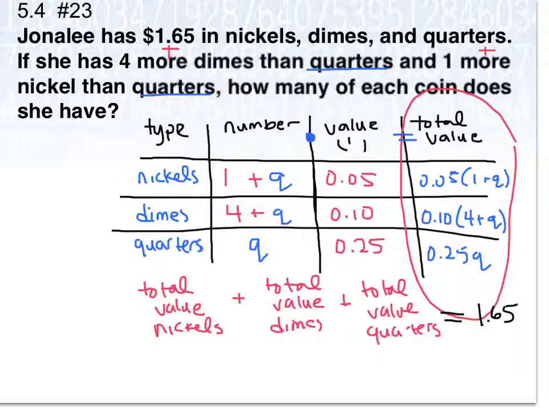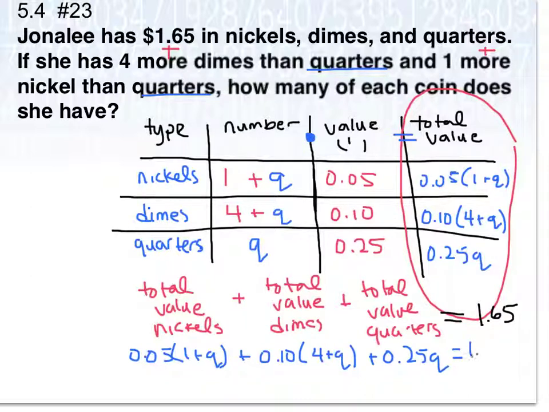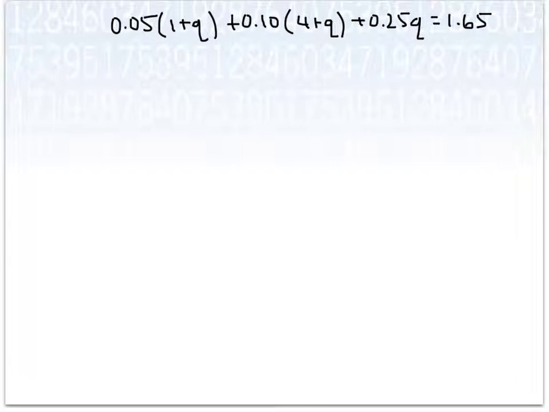So again, I'm going to look at my total value cells. So 0.05 times 1 plus Q plus 0.10 times 4 plus Q plus 0.25 Q to equal $1.65. Now we have our equation. Now that we have our equation written, we're going to get ready to solve it. And again, we always look back to our problem solving and equation solving strategies from chapter 4, where when I see an equation that has parentheses, I'm going to want to simplify each side separately.